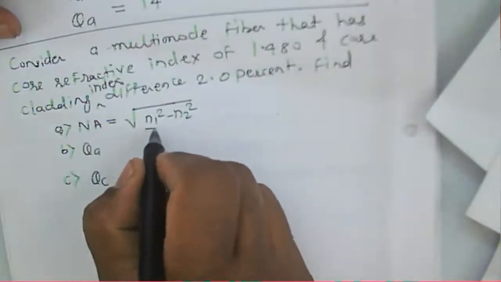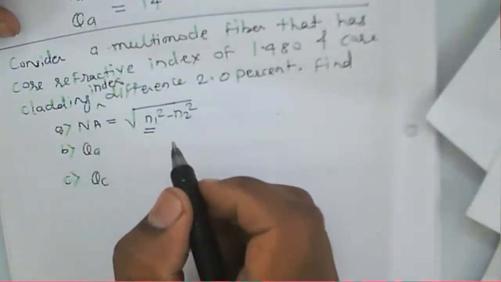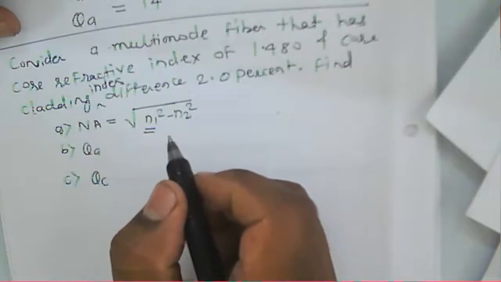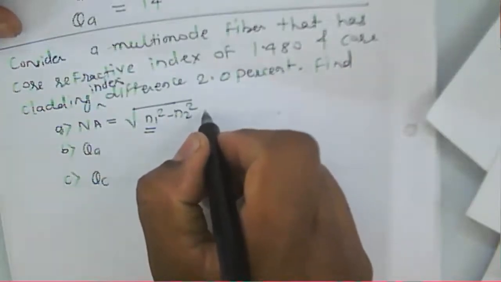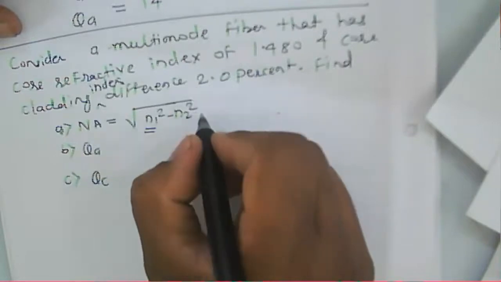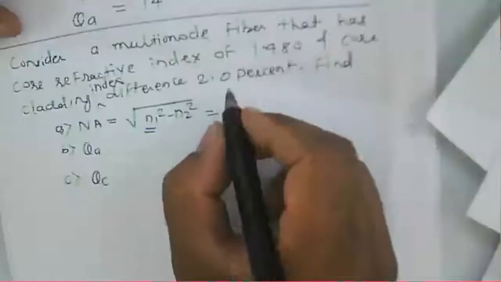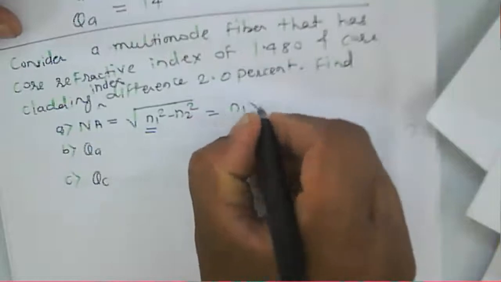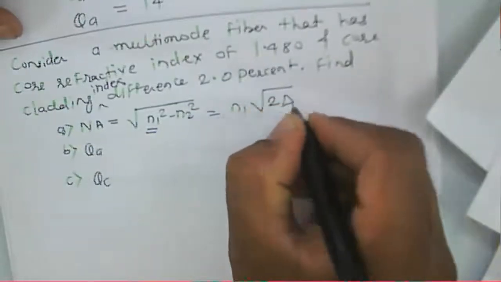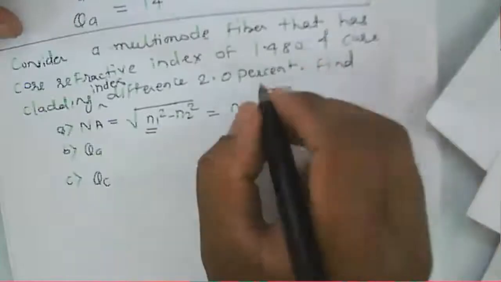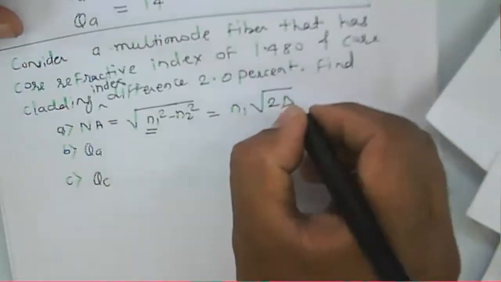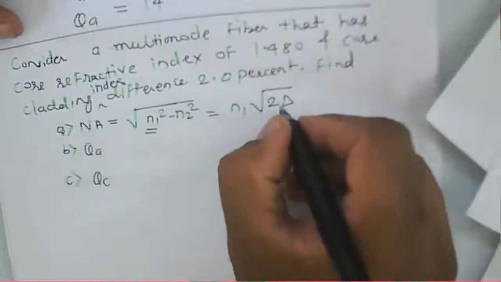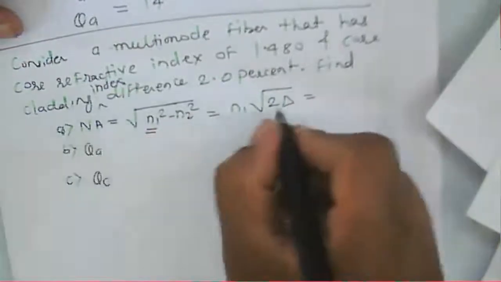N2 right now. We have the N1 value, but we don't have the N2 value. So either we can use another equation for this. NA is equal to what? N1 under root of twice of del. If you put that N1 into twice of del, you will get the numerical aperture.